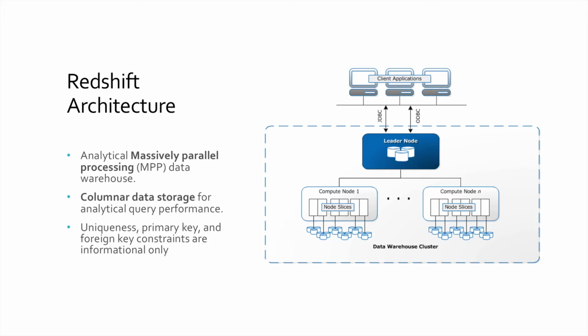From the right side picture, we can see that Redshift has a leader node and a bunch of computation node clusters. MPP provides high read-write throughput and analytical capabilities. Another feature of the architecture is columnar data storage for analytical query performance.